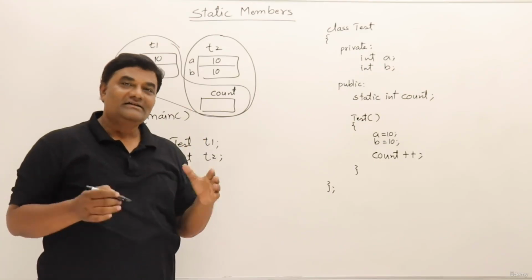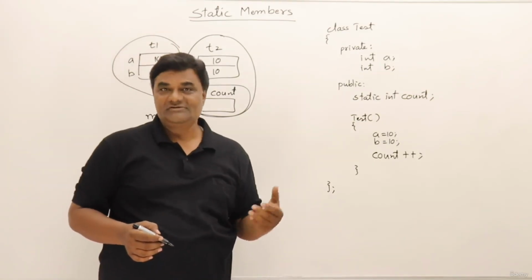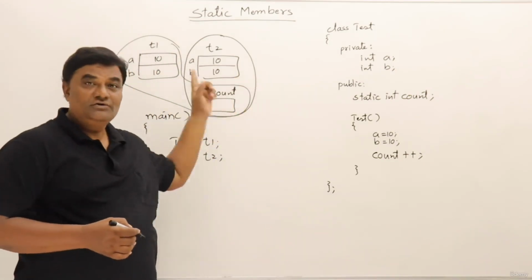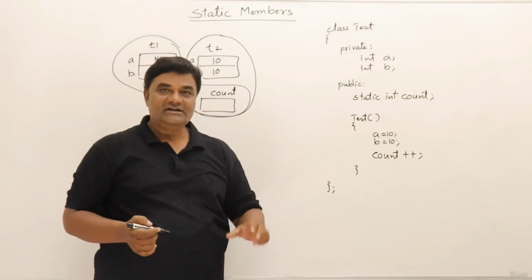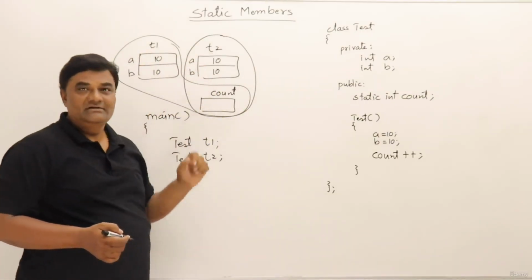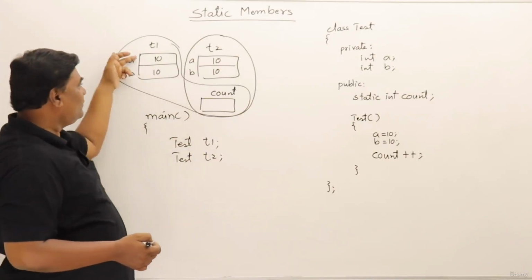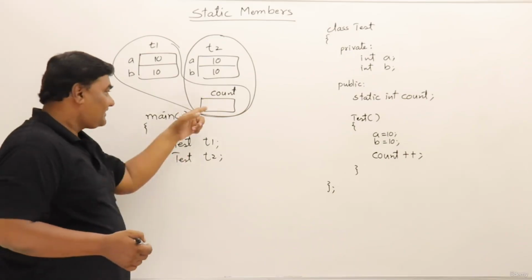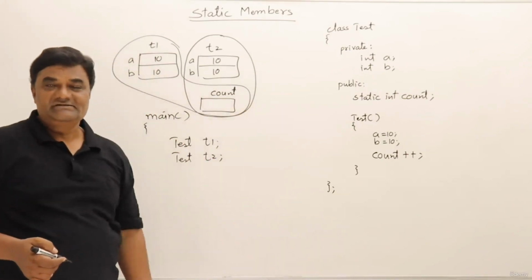So static variables or static data members of a class belong to the class, not to an object, and all the objects can share it. There will be only one copy and every object will share that copy. Again, I will explain: T1 has its own A and B, T2 also has its own A and B, but for count there is only one copy that is used by both the objects.